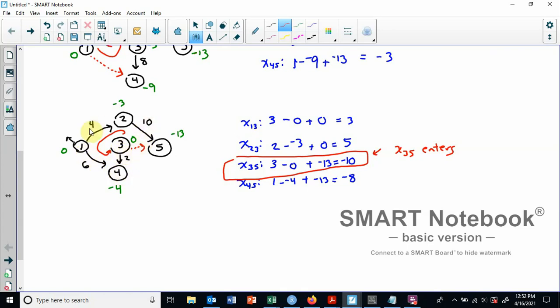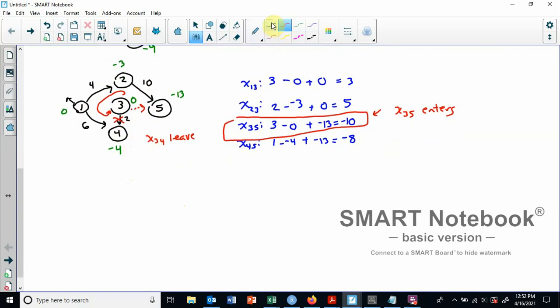So what is the smallest of these 3? 10, 4, or 2? 2 is. So this is going to leave the basis. So x34 will leave. Okay, so 3, 5 enters, 3, 4 leaves. And we can update the flows based off of this information. So let me draw the network, or draw the nodes, I guess.